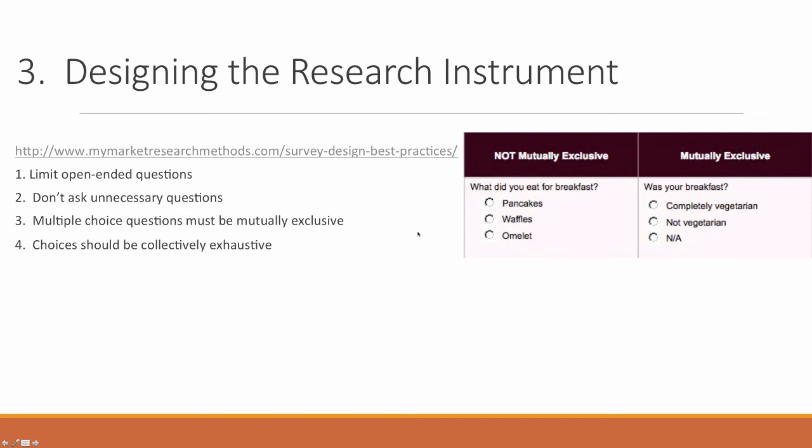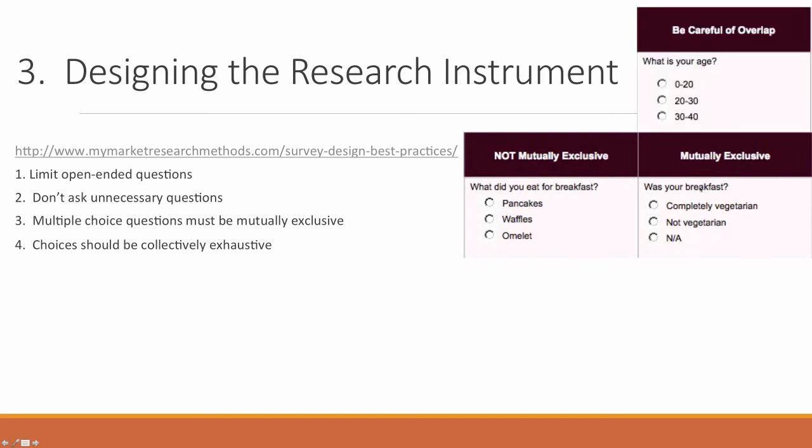Another thing is that your choices should be collectively exhaustive. Let's look at this one. What's your age? Well, this doesn't collectively exhaust all possible options. What if you're 50? What if you're 60? How do you answer? And the other thing is, look, what if you're 20? Which of these two do you check? What if you're 30? Which of these two do you check? So this one should probably read 0 to 19, this one 20 to 29, and this one 30 to 39, and then add additional categories.